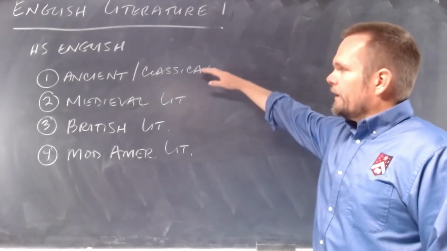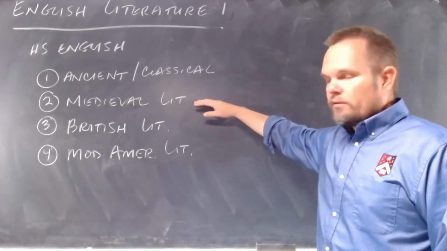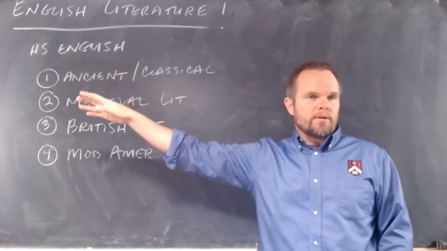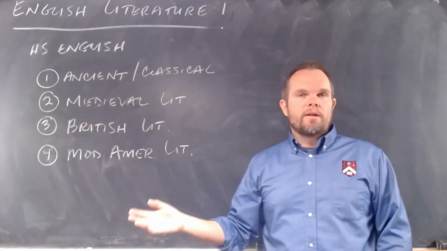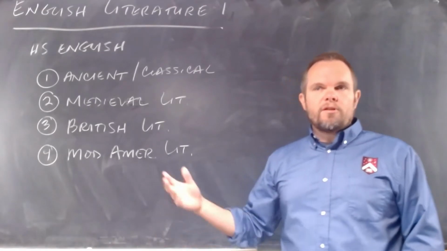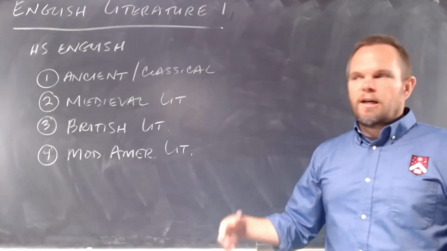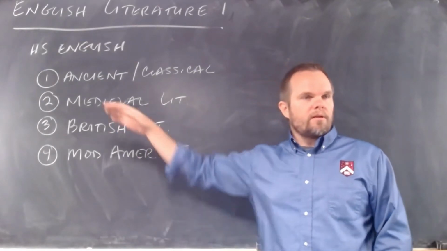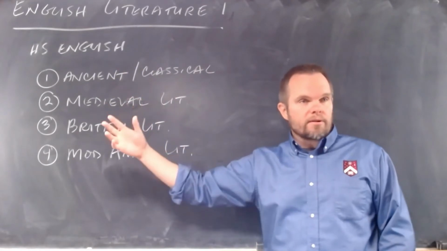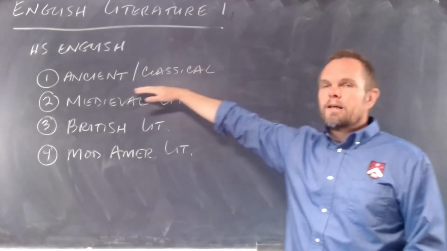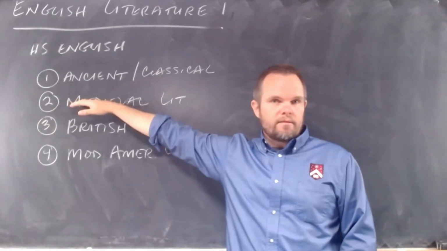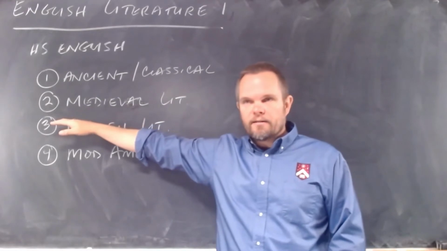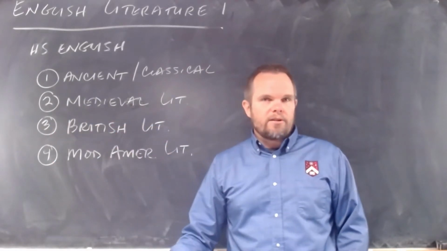Now, one problem we have with studying ancient and medieval literature is that those works were written in other languages. Homer wrote in Greek. Virgil wrote in Latin. Dante, in medieval literature, Dante wrote in Italian. So the books were originally written in other languages. Now, in English literature, we're not going to study Homer in Greek. We're not going to study Virgil in Latin or Dante in Italian. We're going to study English translations.